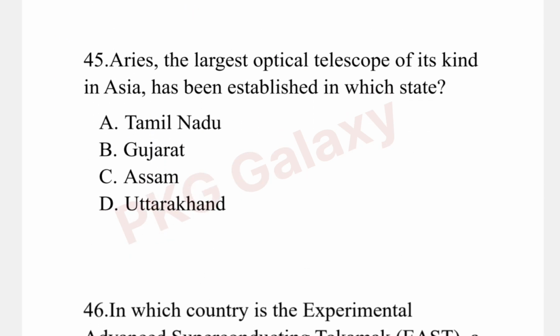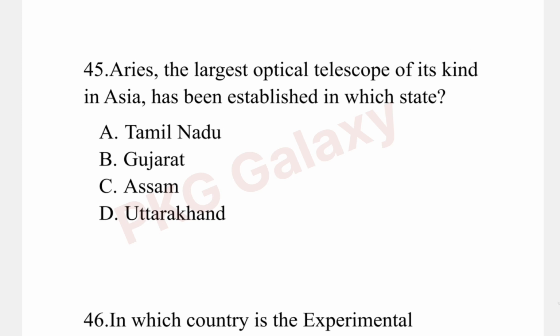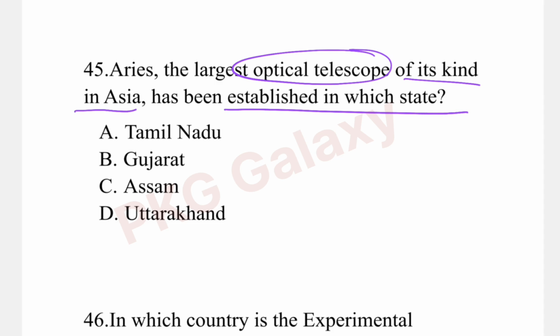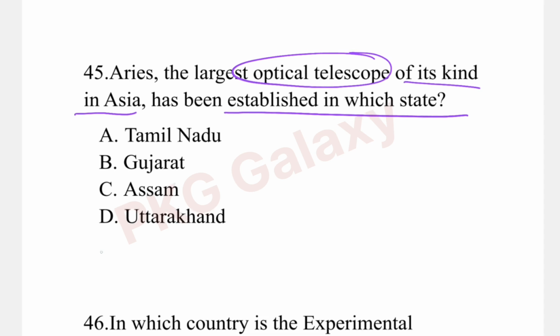Okay, next question. The largest optical telescope of its kind in Asia has been established in which state? Option A, Tamil Nadu. Option B, Gujarat. Option C, Assam. And option D, Uttarakhand. The correct answer is option D, Uttarakhand. The largest optical telescope is established in Uttarakhand.